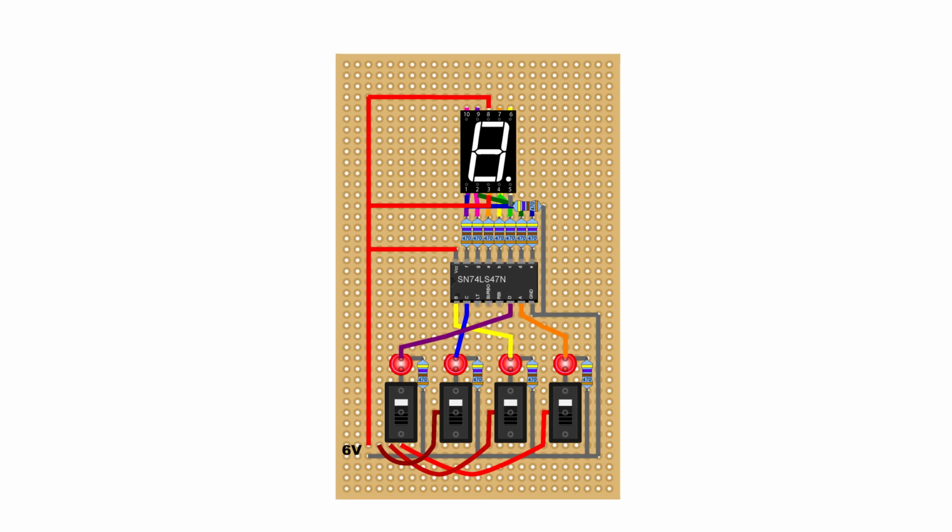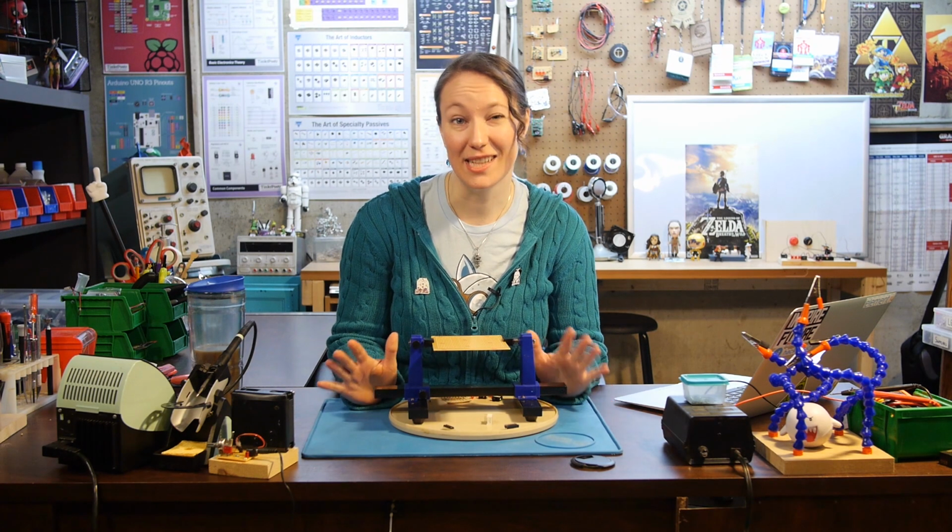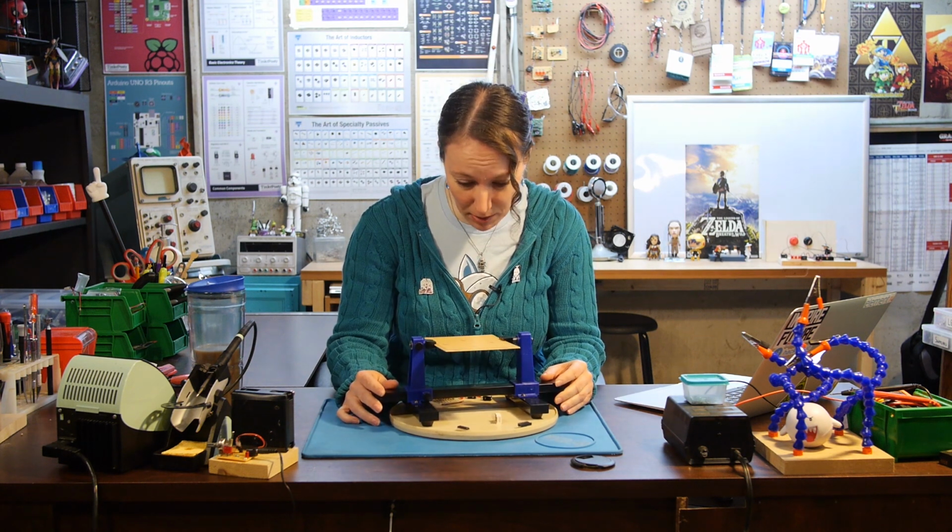All of these pins are active low, so we want to pull them high to keep them inactive. So we'll connect them to the supply voltage using a 1 kilo ohm resistor. Okay, that's everything. Let's put this thing together. Electronics, assemble!